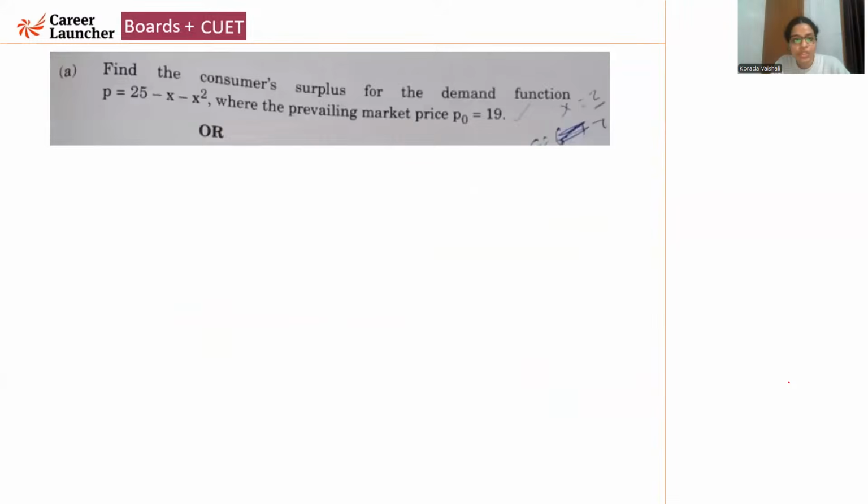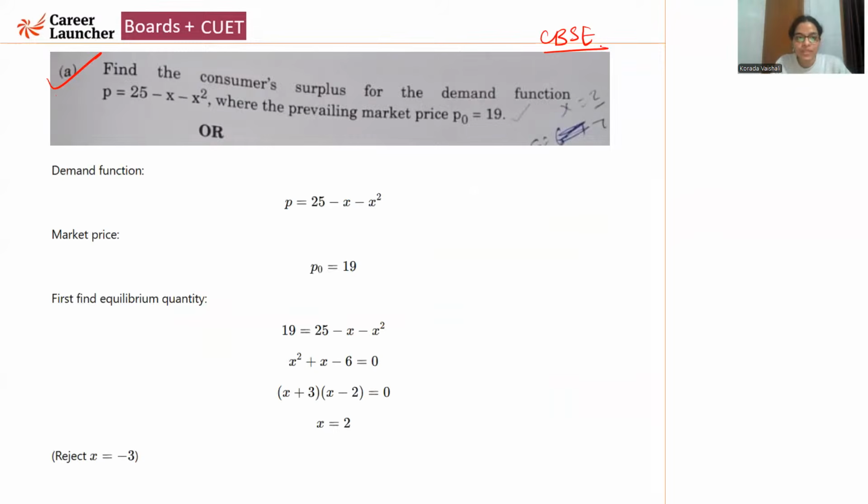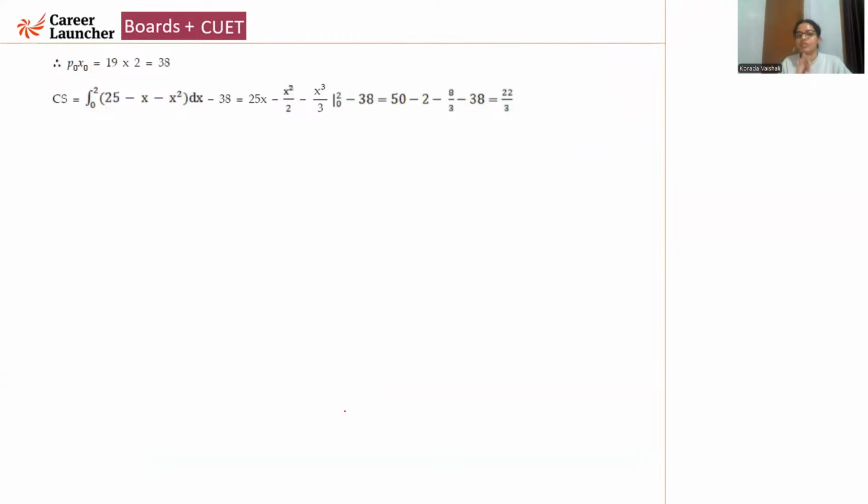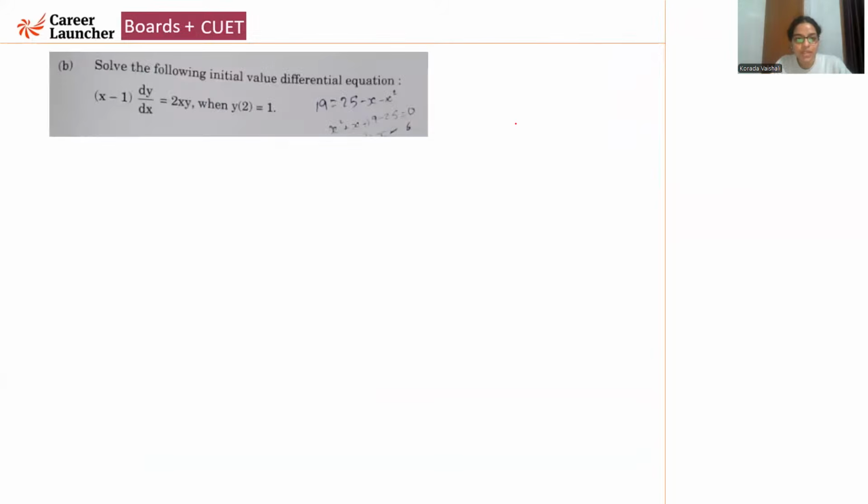So let's move on to question number 33. Now we have to find the consumer surplus. अब ये question जो था exactly same question was in the CBSE guidelines का PDF, which was present in the chapter application of integration. So इसमें क्या करा है कि सबसे पहले हमने तो equilibrium point निकाल दिया है. By equating PO with the given equation, you will get x as equal to 2 and you are going to ignore x as minus 3. And then after making use of the equation and the formula for consumer surplus, your final answer should be equal to 22 by 3. Now let's move on to the next one.